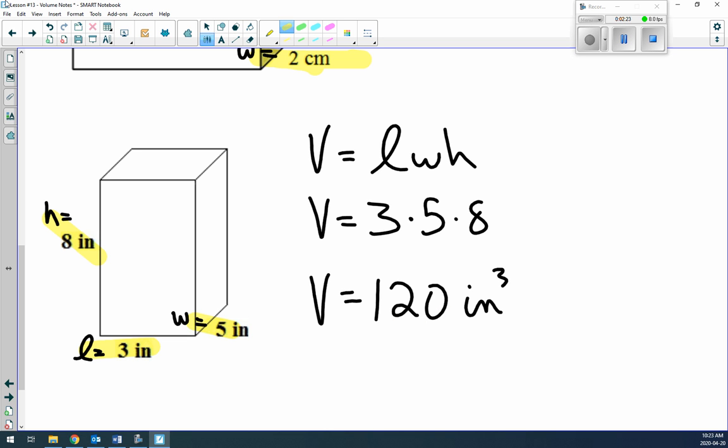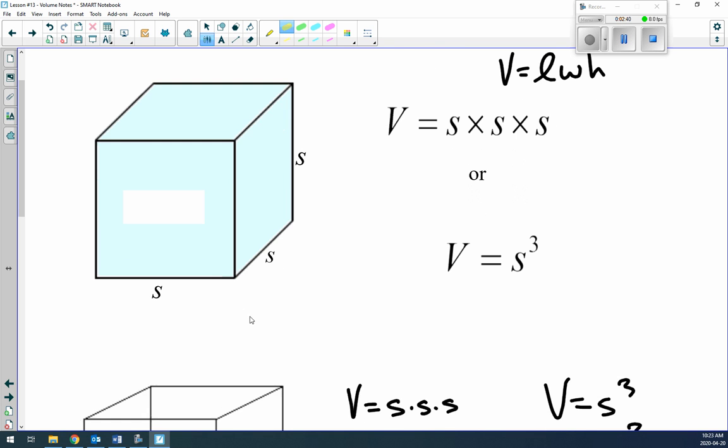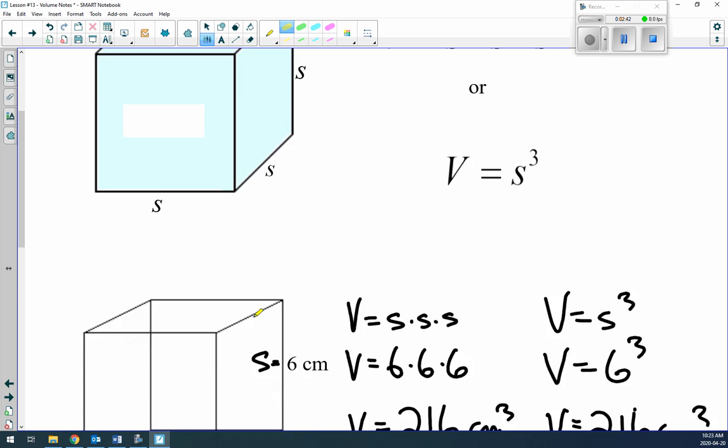Okay. Third page, let's talk about the volume of a cube, right? Interesting about a cube, remember all the sides are the same length. So you could either go length times width times height, still works. Or you could go S times S times S or S cubed. Right? There's variations on that formula. What's more important is the overall concept, that you know that it's a cube, all the sides are the same, you're multiplying them all together.